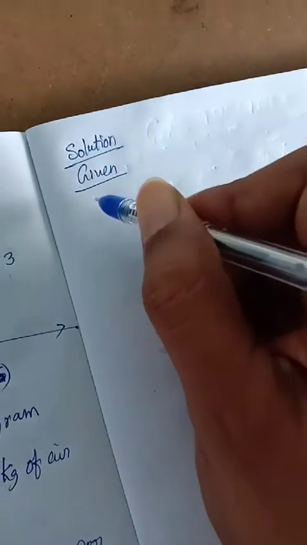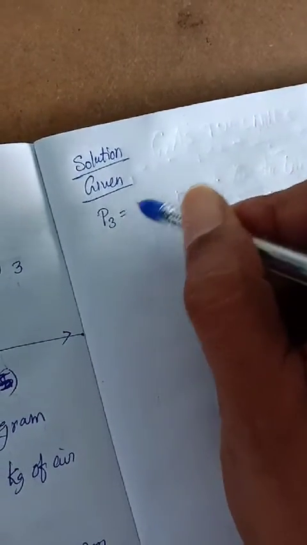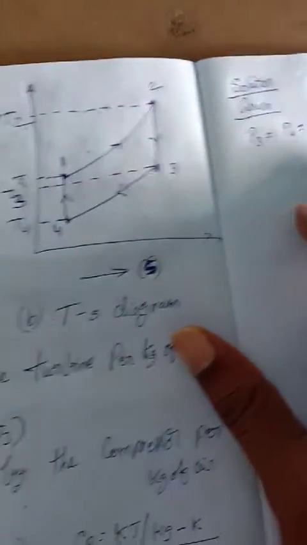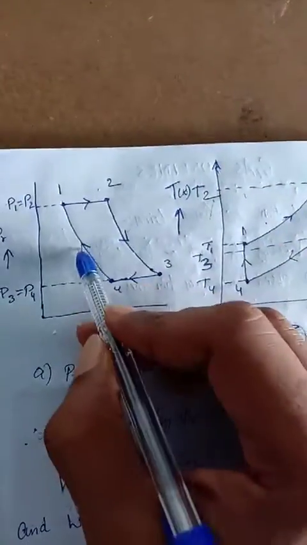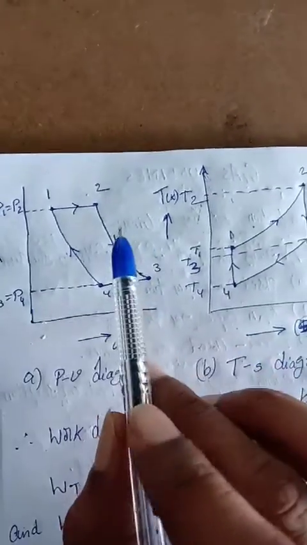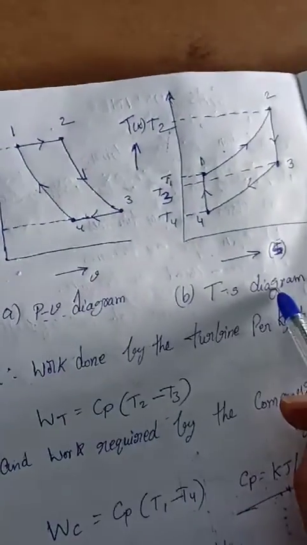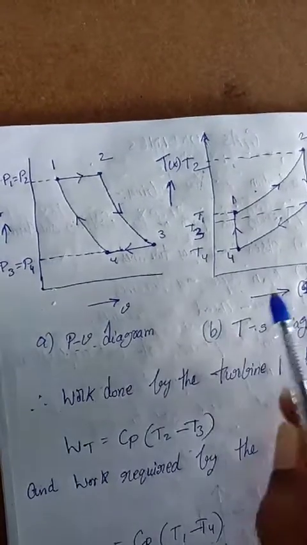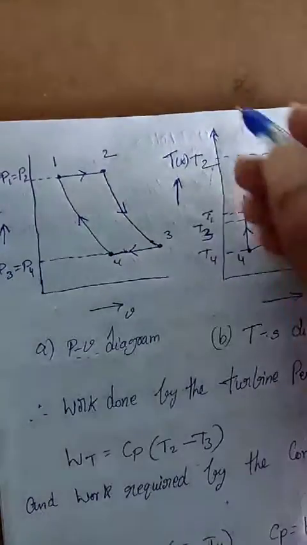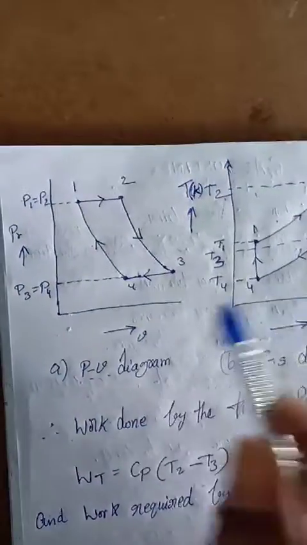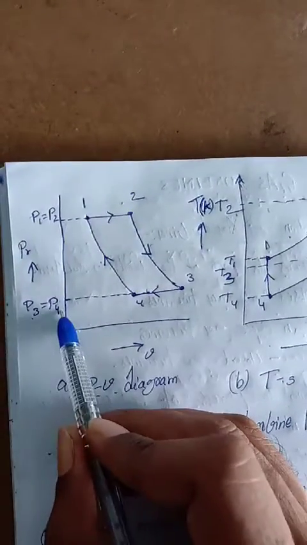Solution, given: P3 is equal to P4, that is equal to 1 bar. Now here this is the diagram. You can draw this diagram again to solve. When you are going to solve the problems, you must draw the PV diagram and the TS diagram. Otherwise we are not going to solve this type of problems. Okay, especially we need these graphs, important thing. So now here we see P3 is equal to P4, which is given here as 1 bar.